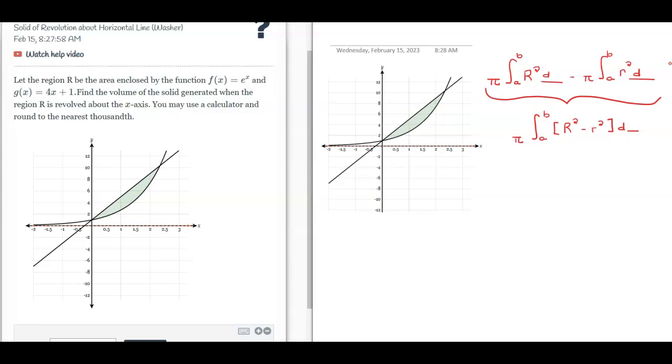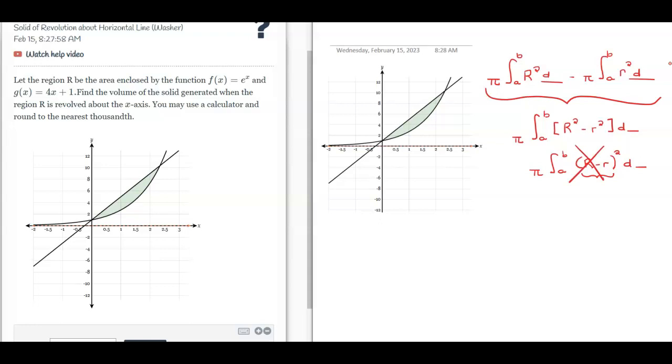Please note this formula does not say this. Don't even write this down if you're taking notes. R minus r, squared, d, whatever. No. This right here will actually end up calculating a new radius, and then you're just squaring that. This one, we want it very clearly. We have an outer radius squared, then we're subtracting away an inner radius squared. These two things are not equal to each other. So, no. If you wrote that down, no.